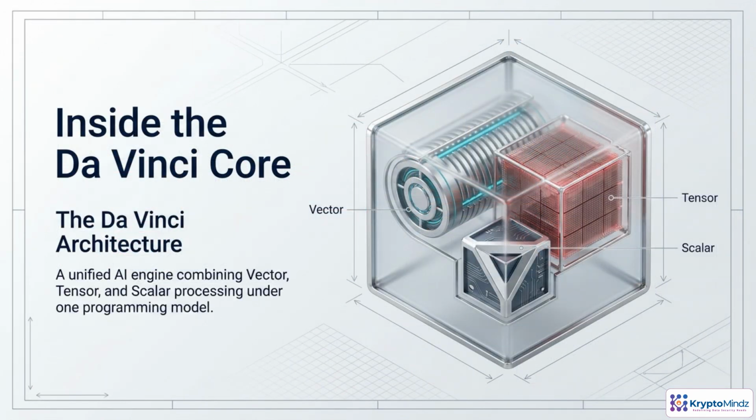Huawei's Ascend chips are built around something called the Vinci core. You can think of it as a unified AI engine with three specialties working together. Vector units process long numerical lists, tensor units accelerate matrix multiplications for deep learning, and scalar units manage control logic and coordination. Together, they execute AI workloads efficiently under a single, coherent programming model.